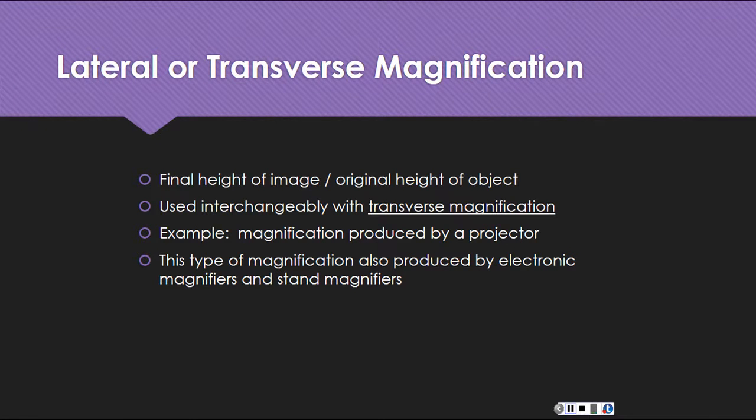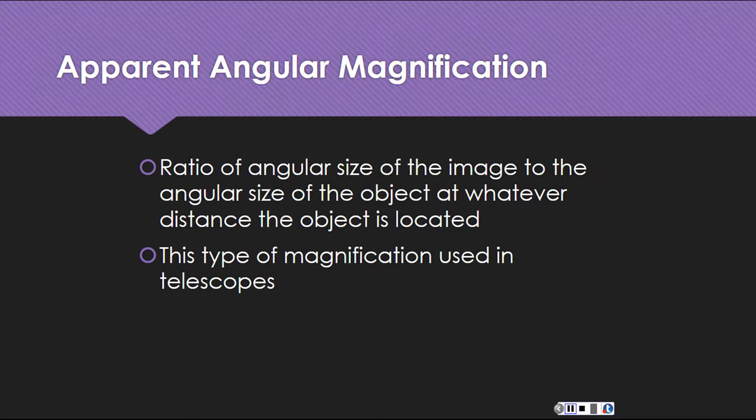When we get into devices, we're going to look at electronic magnifiers, closed-circuit televisions, as well as stand magnifiers that utilize this type of magnification to help increase the power of those devices. And the last one that we primarily use is apparent angular magnification, and this is what we use with telescopes. With this one, you're looking at the ratio of the image to the ratio of the object size. That's primarily what we use this for, telescopes or even telemicroscopes.